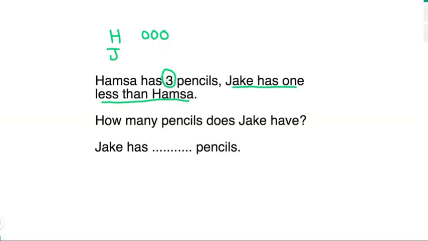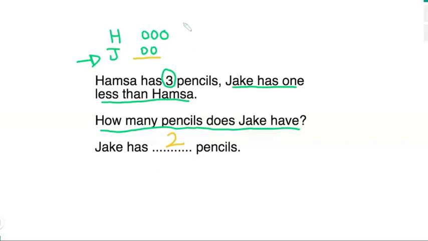So when we're finding 1 less, does the number go up or down? The number goes down when you're finding 1 less. So Jake has 1, 2, stop, because he has one less than Hamza. Okay? And the question finishes by asking, how many pencils does Jake have? Can you count and see how many pencils Jake has? Jake has 2 pencils.